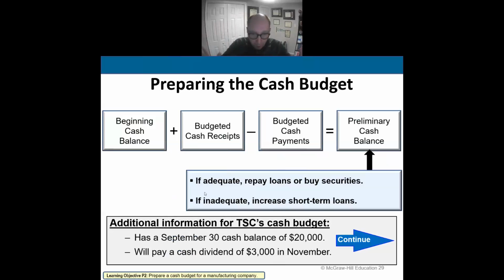So the simple formula for all of this for the cash budget: your beginning cash balance. What are you starting the year with? Plus the cash you expect to receive from the sale of goods and services to your customers. Minus the cash you expect to pay based off of your purchases and other expenses. Equals your preliminary cash balance. If it's good, meaning you have enough cash and you have some reserves, you can repay loans, buy securities, etc. And if you don't have enough cash, you might need to borrow a little bit more money.